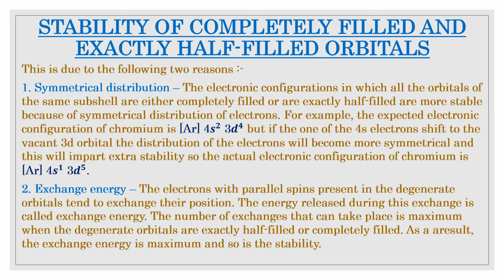If we calculate the number of exchanges for d4, it comes to 6. So that is why it is said that the number of exchanges is maximum when the orbitals are exactly half filled or completely filled, and d5 is the half filled configuration. As the exchange energy is maximum, the stability is maximum. So I hope you have understood it properly.